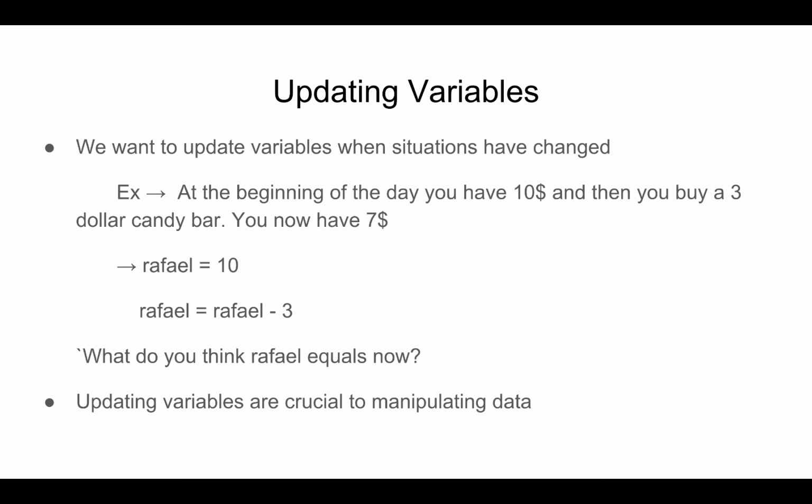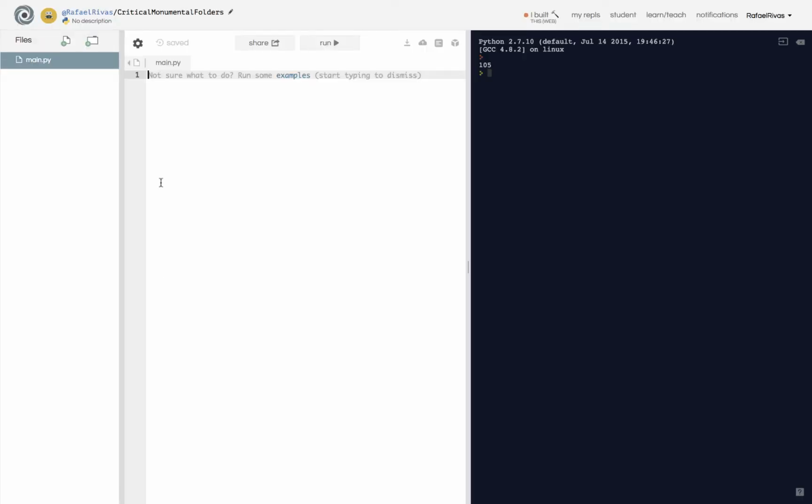Well, if you guessed 7, then you are correct, because Raphael is the value of 10 initially, and so when 3 is subtracted from it, it's as if saying Raphael is now equal to the value 7. Now that can be a little confusing, but updating variables is crucial to manipulating data, and let's see some examples of updating variables.